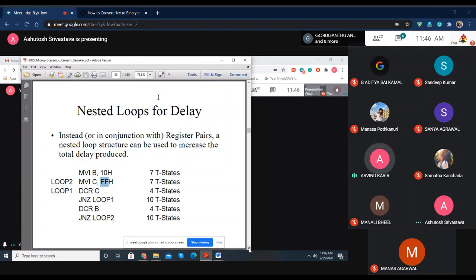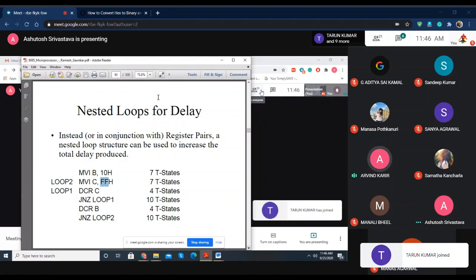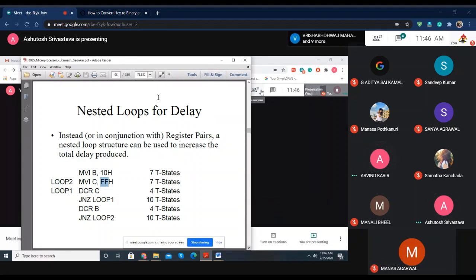Sir, I got 76,495 T states. I think you need to let me know what is the value that you took for storing in register B and C. Then only one can cross verify the results. Sir, 1F means 31 for storing in B. And 1F, A means, yes, sir. Okay, so you have taken 1F and A, right?